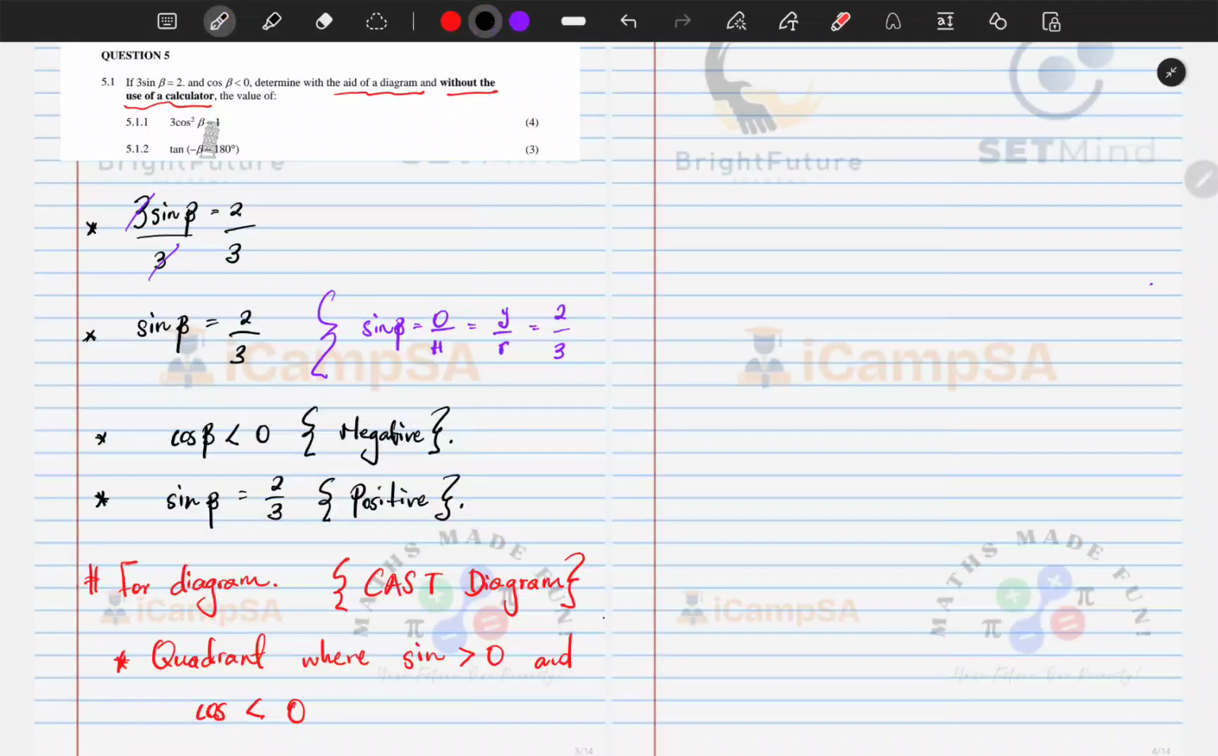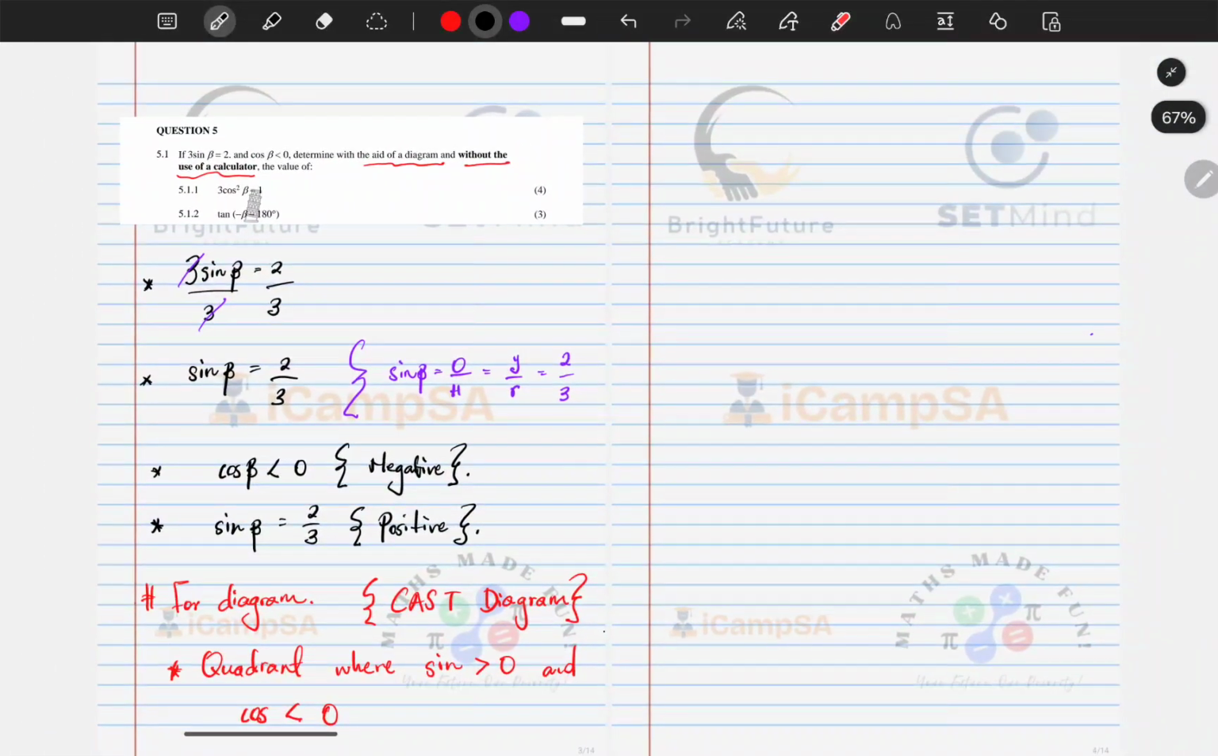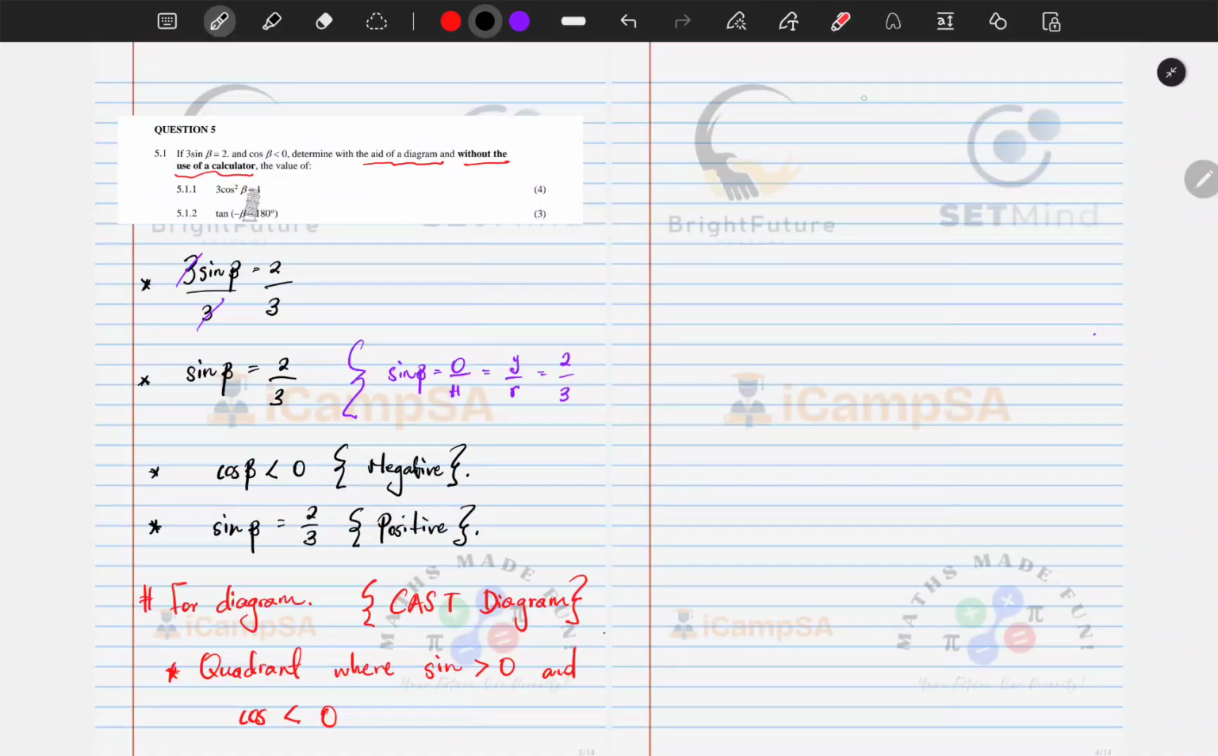So I'm going to take you through a recap of a CAST diagram. Let's just draw the CAST diagram again so that we understand it. Here you are going to have 0 and 360 degrees. Here you have your 90 degrees, here you have your 180 degrees, and this is going to be your 270 degrees. When we are talking about a CAST diagram, you know that here it's going to be cos, here it's all, here it's sine, and here it's tangent.